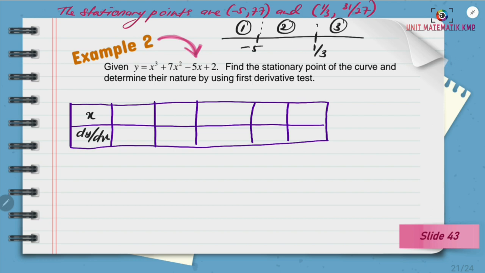Next, for the interval of x: first, x less than negative 5 and x equal to negative 5. Part 2, x more than negative 5 and less than 1 over 3. Next, when x equal to 1 over 3. And the third part is x more than 1 over 3. Next, choose a suitable value of x. When x less than negative 5, we choose x equal to negative 6. For x between negative 5 and 1 over 3, we choose x equal to 0. And when x more than 1 over 3, we can choose x equal to 1.